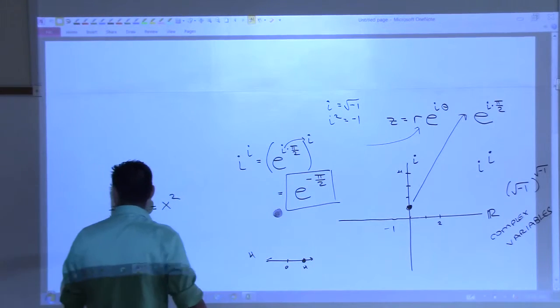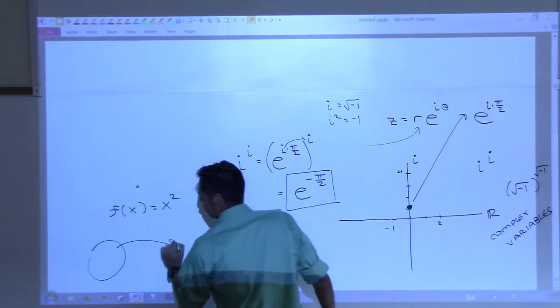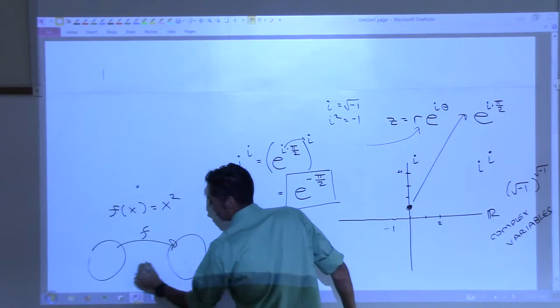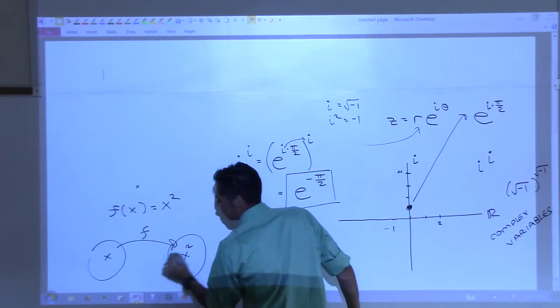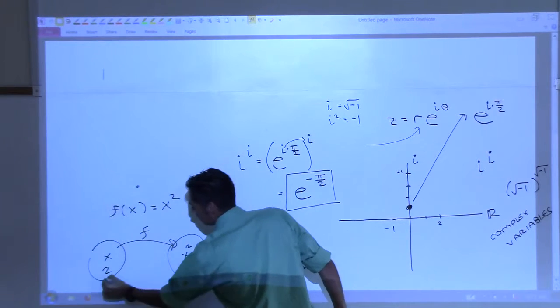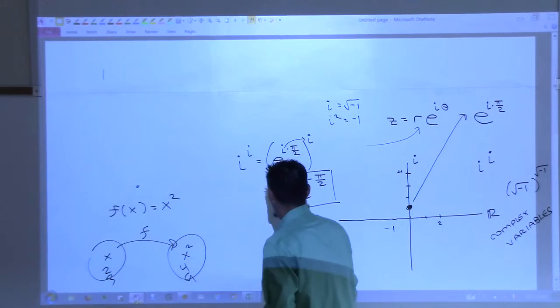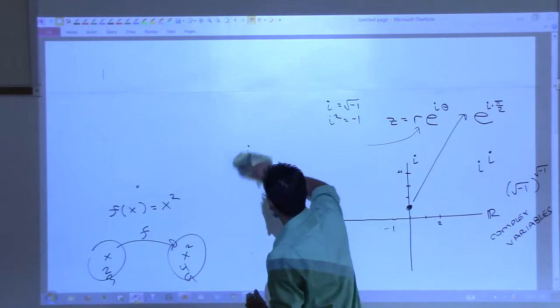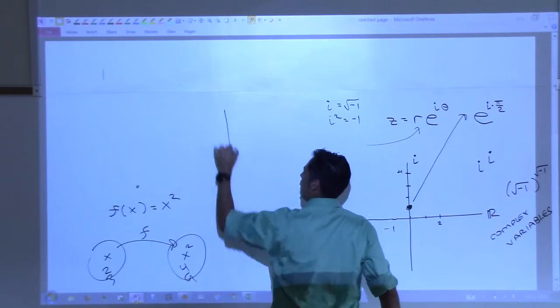All right, f of x is x squared. Then we have a function, right? You take an x and it spits out x squared. So if we take 2, it spits out 4, right? Take 3, it spits out 9. All right, we like to visualize things, don't we? We're visual people. So what we do is we draw it.